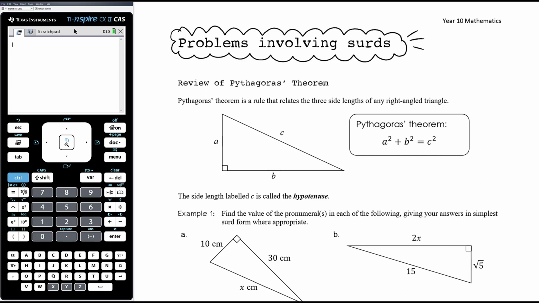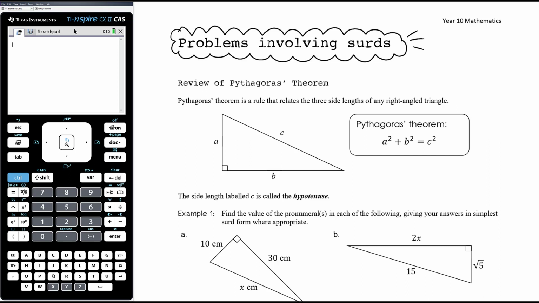Okay, so in this video we want to have a look at some problems involving surds. Often in Pythagoras and measurement problems we end up with surds, so we're looking at working with them in the context of other problems. So, a quick review of Pythagoras' theorem.